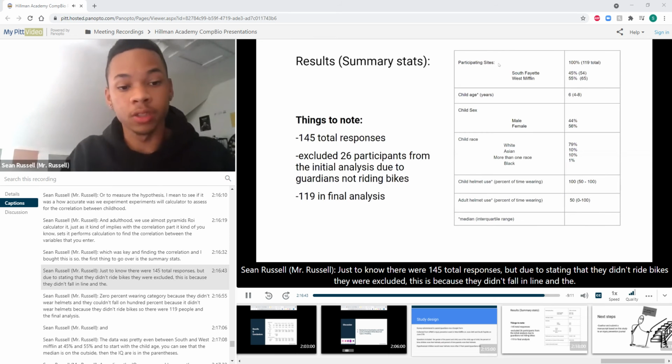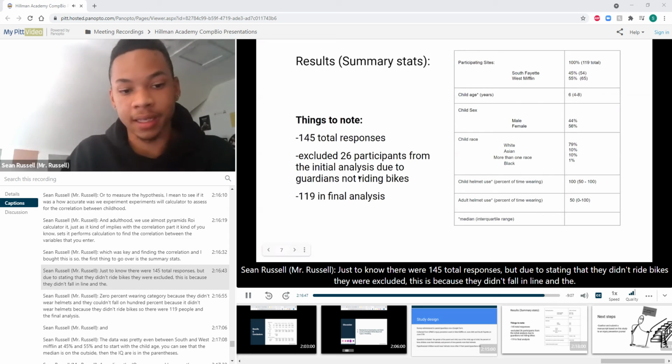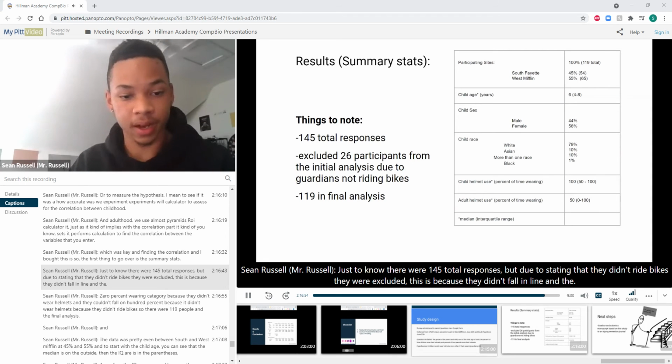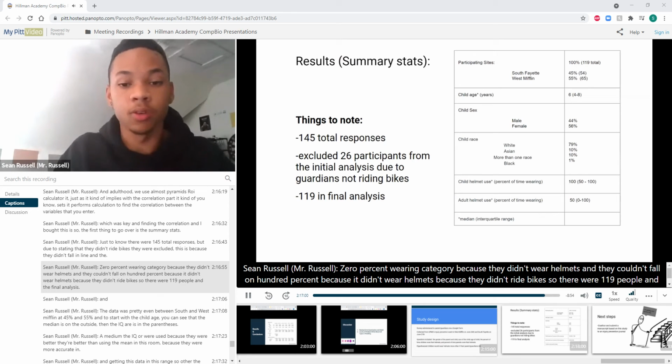Just to note, there were 145 total responses, but 26 stated that they didn't ride bikes, so they were excluded. This was because they didn't fall in line in the 0% wearing category because they didn't wear helmets, and they couldn't fall in line in the 100% category because they didn't wear helmets because they didn't ride bikes. So there were 119 people in the final analysis.